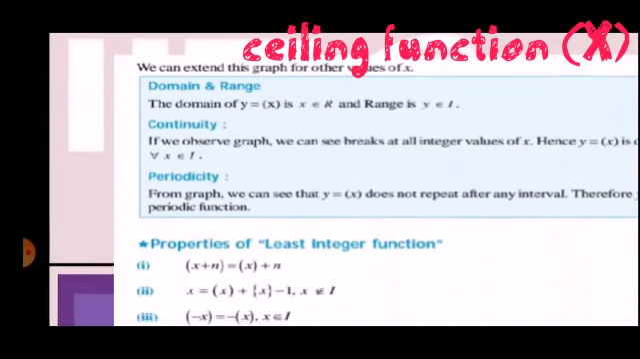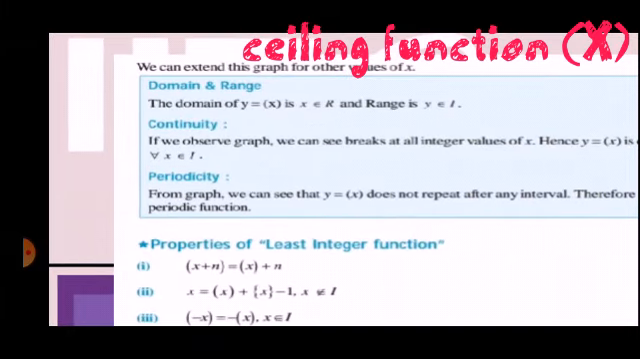We can extend this graph for other values of x, for the negative region and the positive region. Coming to the domain and range of the function: the domain of y equal to f(x) is x belongs to R, and the range is y belongs to I, as the integer part is the range.